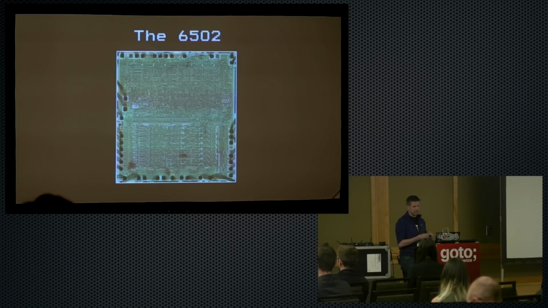When it's not naked, oh, hang on a second. I have just had an Ubuntu thing pop up on my screen. There we are. When it's not denuded of its plastic case, it looks like this. It's got thousands of pins on the outside, but it's actually just a tiny, tiny little thing on the inside of there.